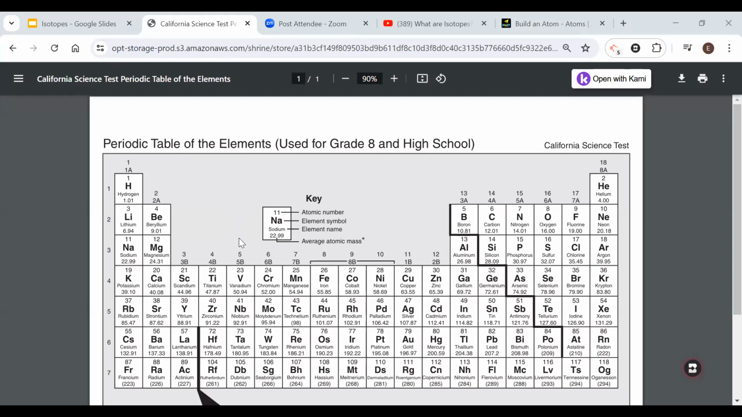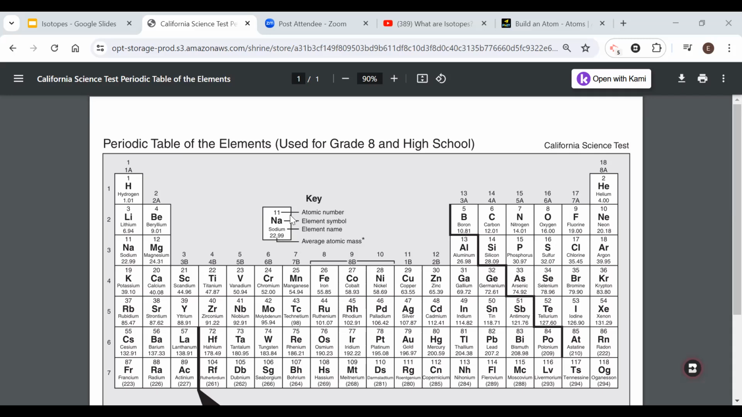In the periodic table, we know that these elements are arranged in order of the atomic number. This is the key. With this key, you can understand every piece of information about each element in the periodic table. The number on top is the atomic number. This is the element symbol. Then this is sodium, the name of the element, and then the average atomic mass.